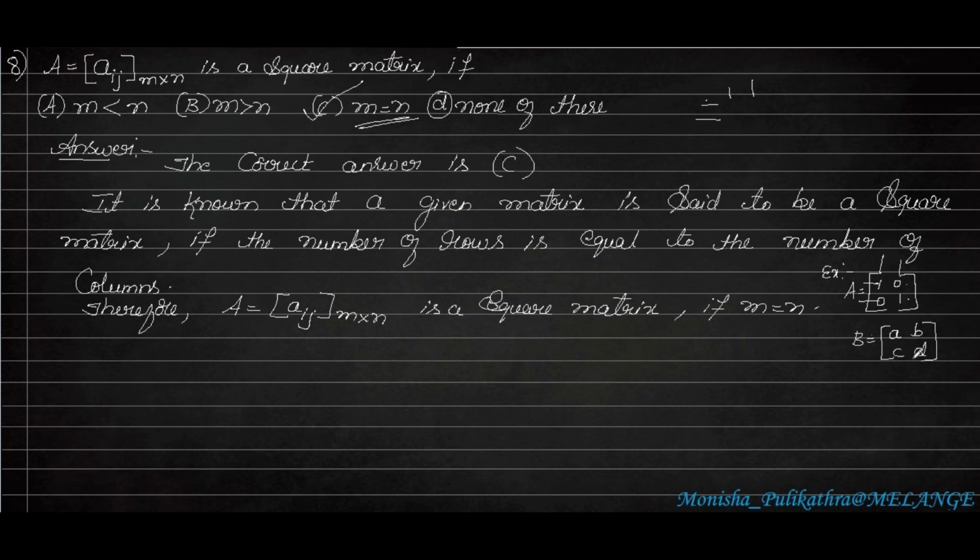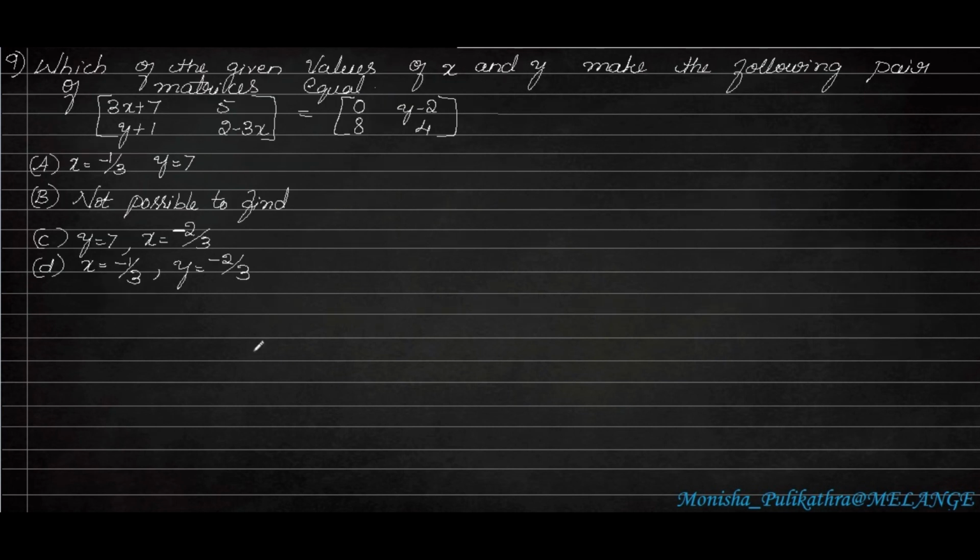For example, A, B, C, D: the number of rows is equal to the number of columns. So this type of matrix is said to be a square matrix. So in a square matrix, the essential rule is the number of rows should always be equal to the number of columns. So the C option is the correct one. I hope you understood this. Moving on to the 9th question.